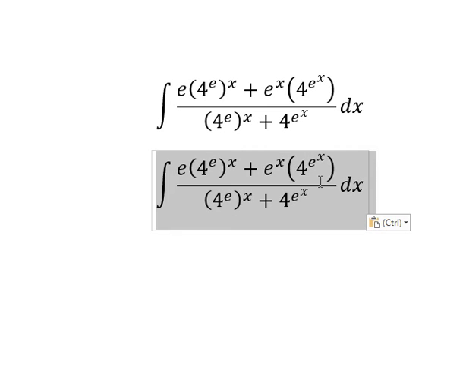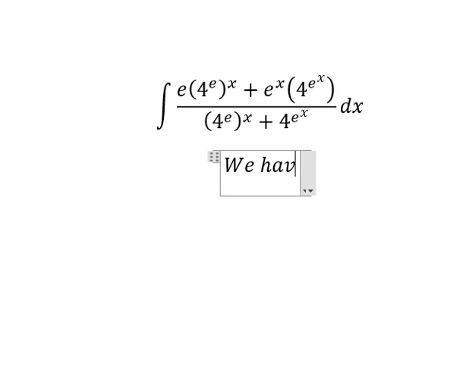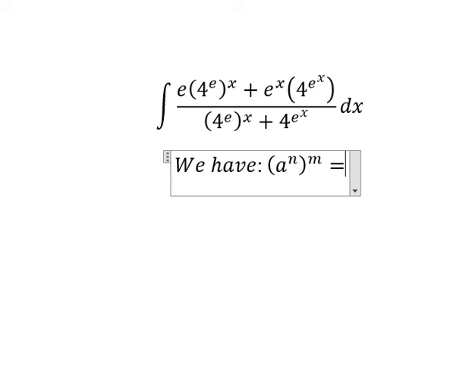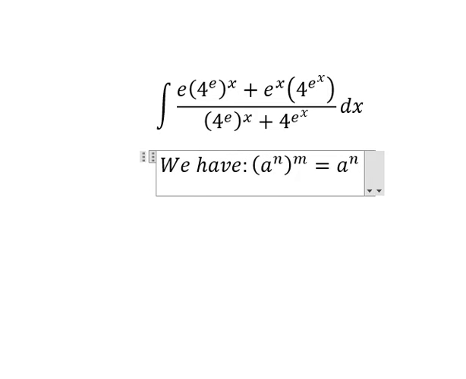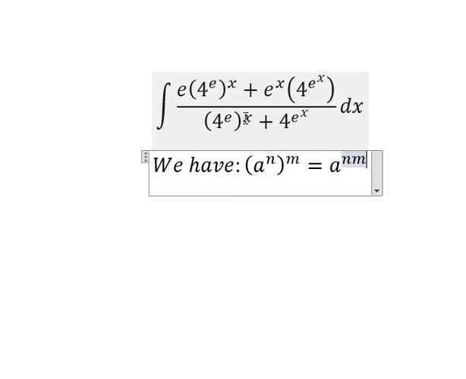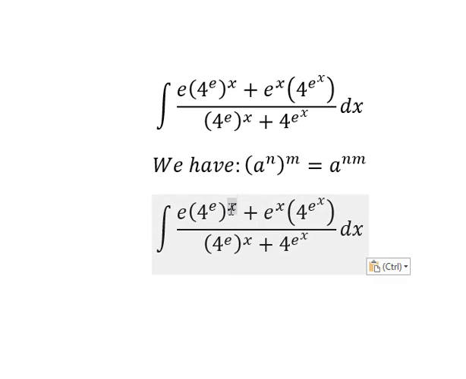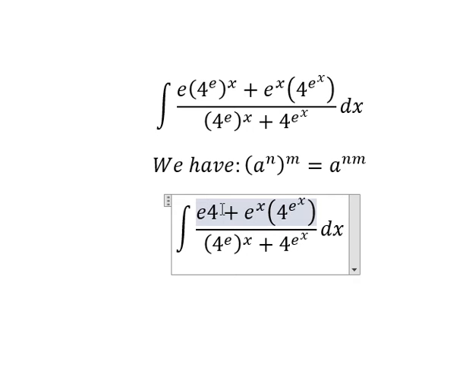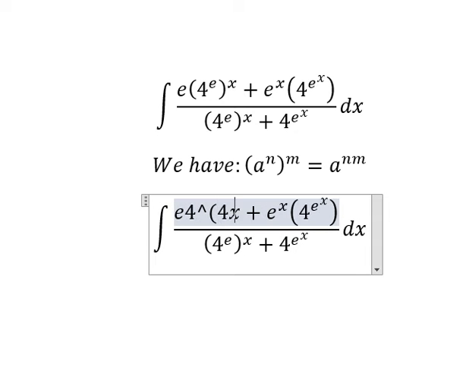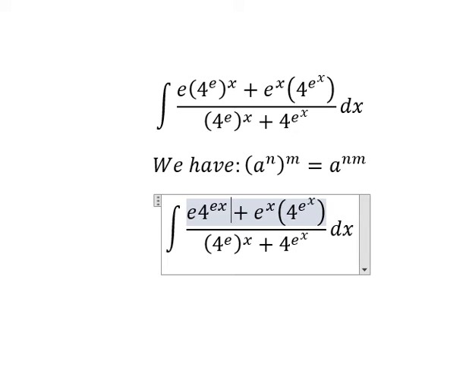So we have the formula in here. So e multiplied by s, e to multiply by s. So we have 4 to the power of e^s. Similar for this one.